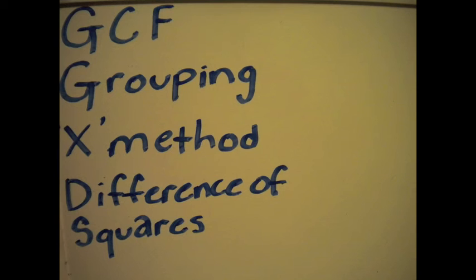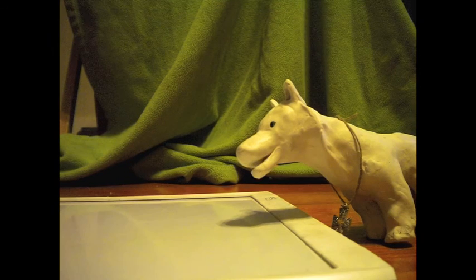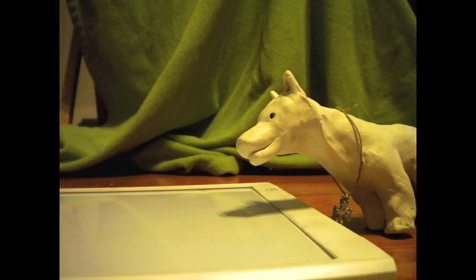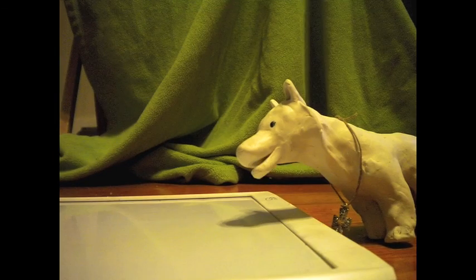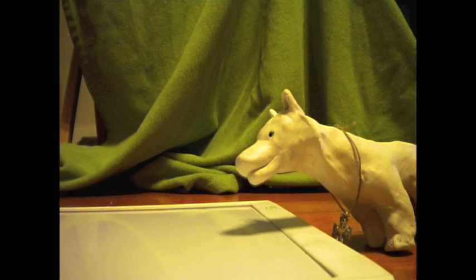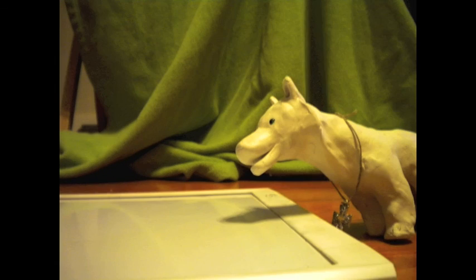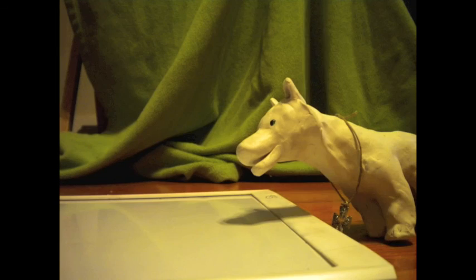So we've learned how to factor in just a few different ways using GCF, grouping, the X method, and the difference of squares method. Like in all factoring problems, the main and most crucial step is finding your greatest common factor. With a little practice, and maybe with the help of other random woodland animals, I'm sure you can master factoring. Thanks for watching.